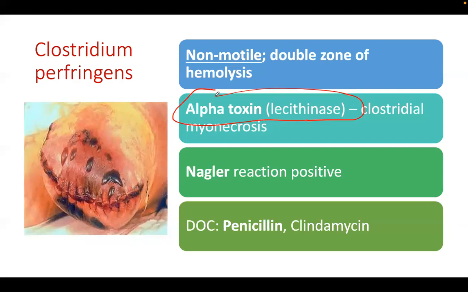Now, my question is very, very simple. What actually is this Nagler reaction? What is the significance of the Nagler reaction? This is specific for Clostridium perfringens. This is going to test for the production and presence of the toxin, which is particularly the alpha toxin.